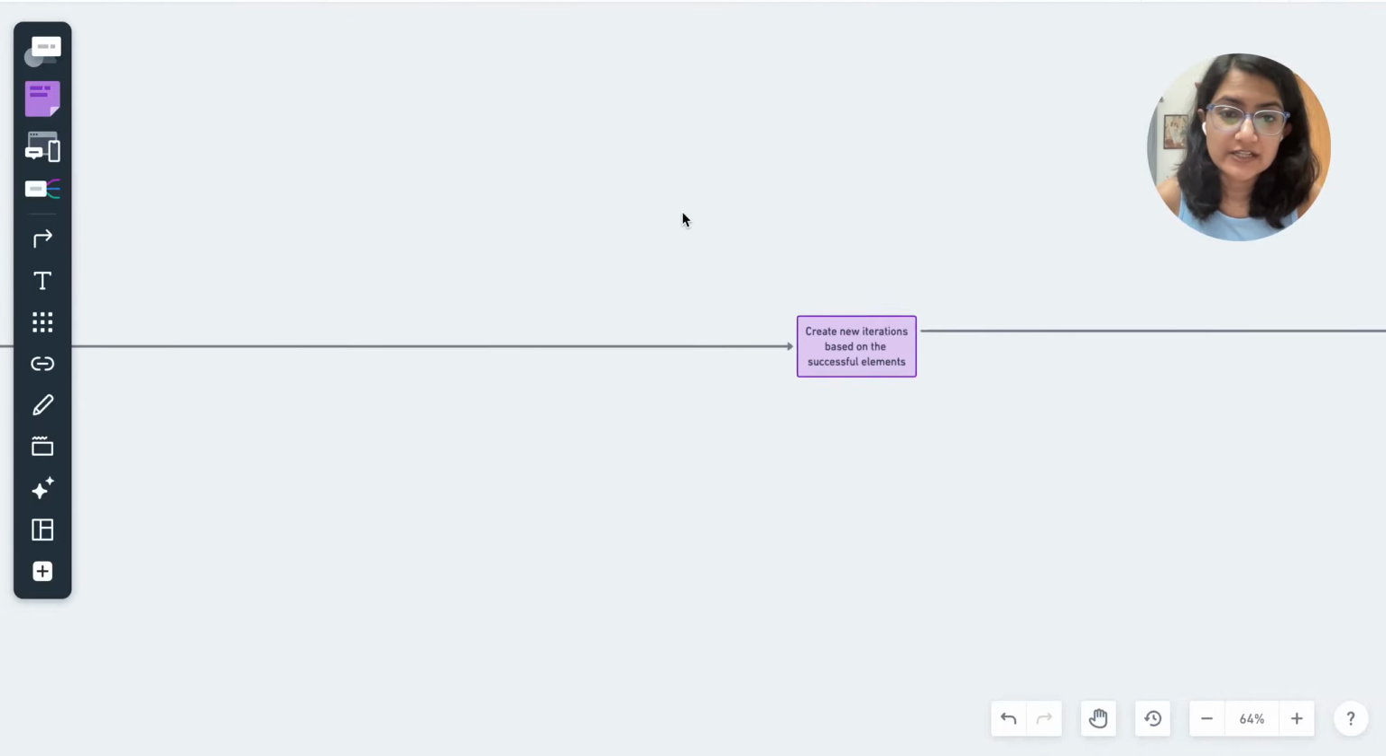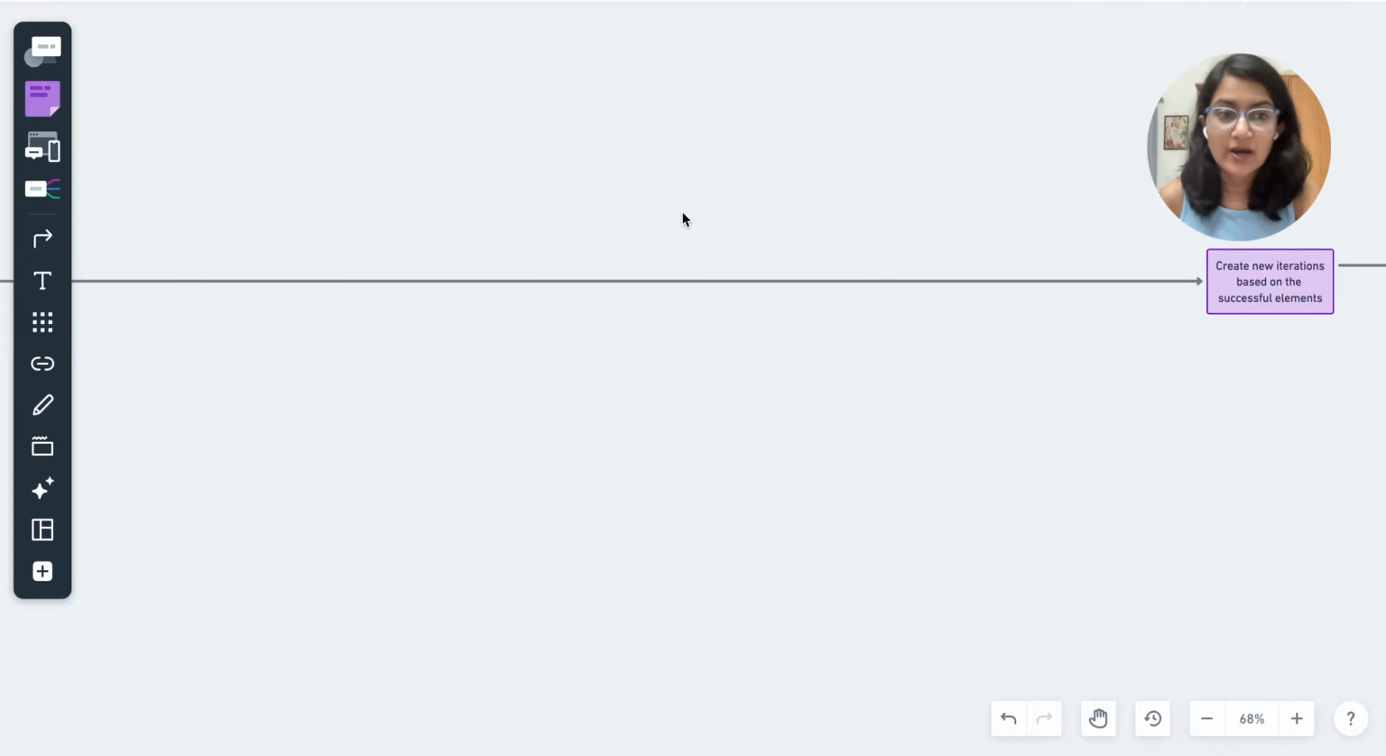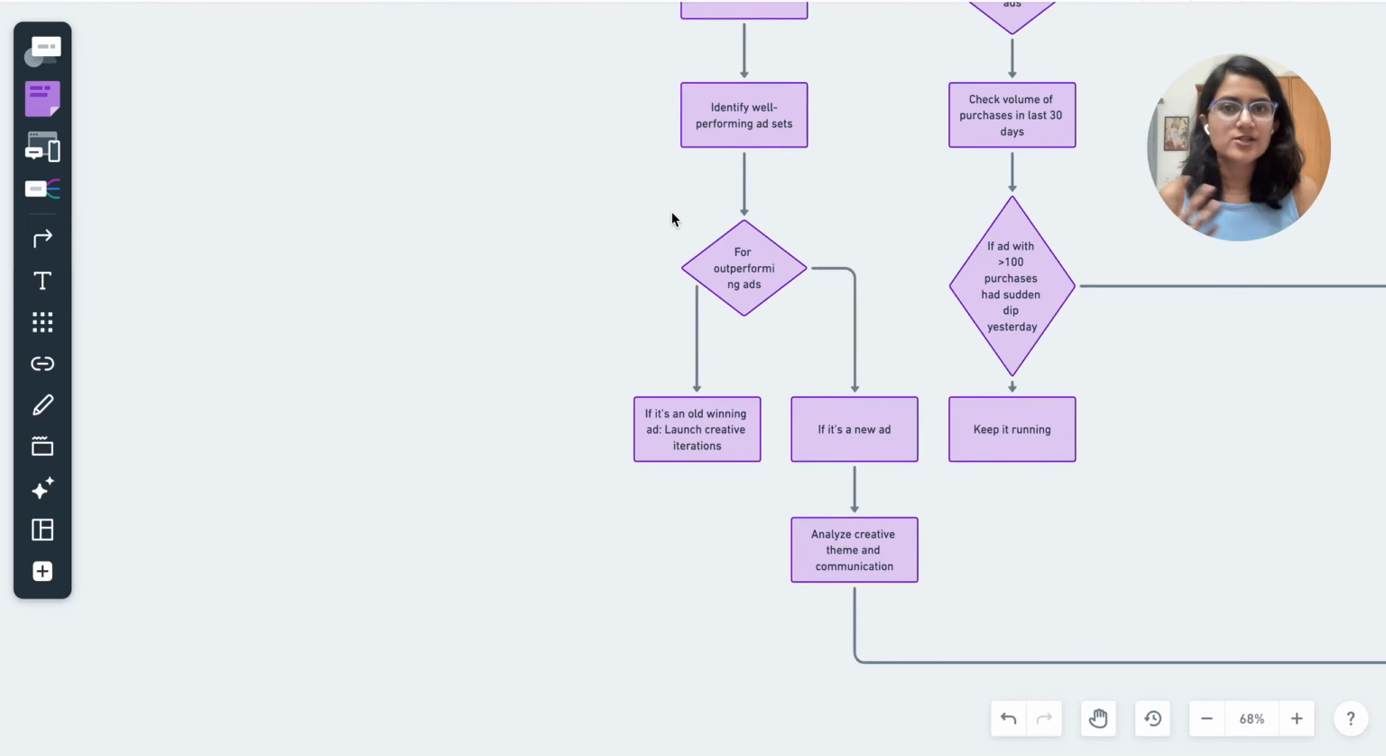So identify the creative and start making creative iterations for this. Once you have those creative iterations ready, the next day, if you have an old winning creative with iterations, you just go ahead and launch these creatives.